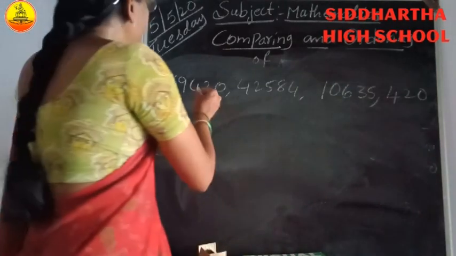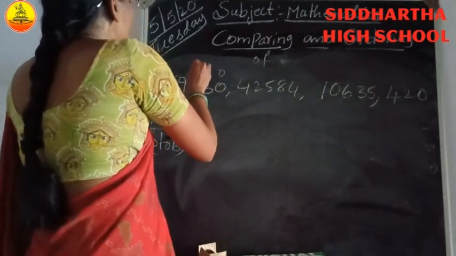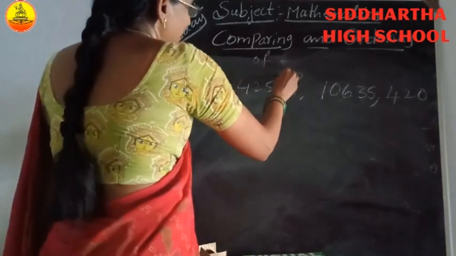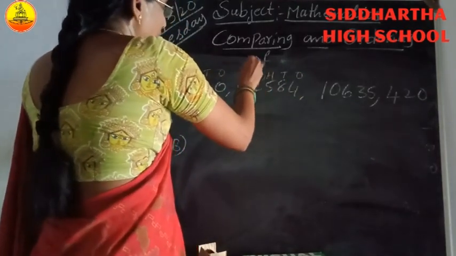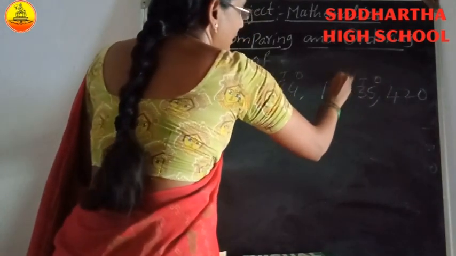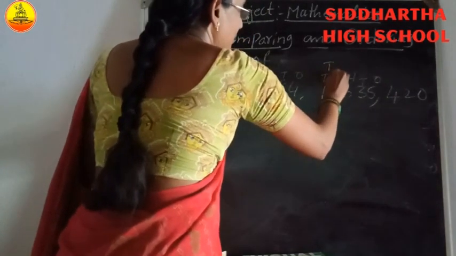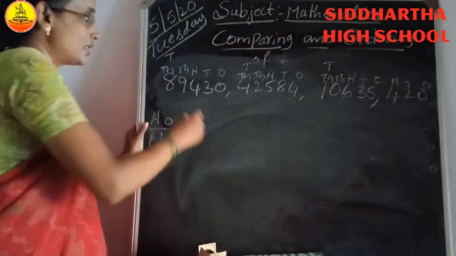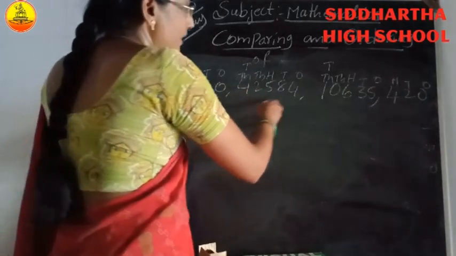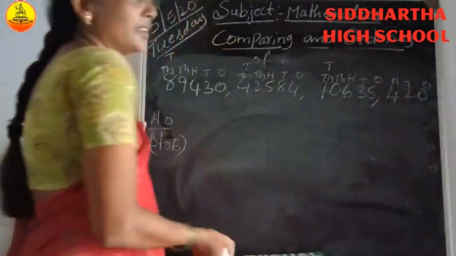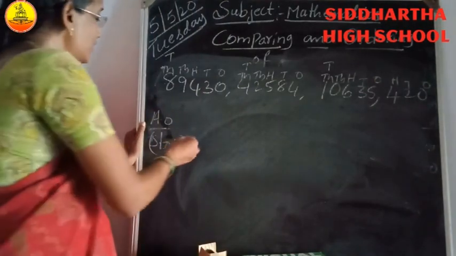Ones, tens, hundreds, thousands, 10,000s. Observe, children, this is a 5-digit number, this is a 5-digit number, this is also a 5-digit number. But this is only a 3-digit number. That's why the 3-digit number is the smallest number.